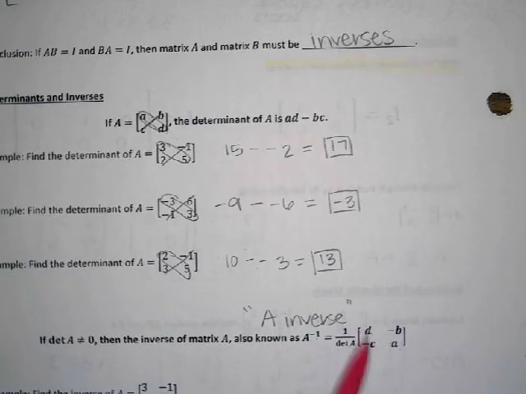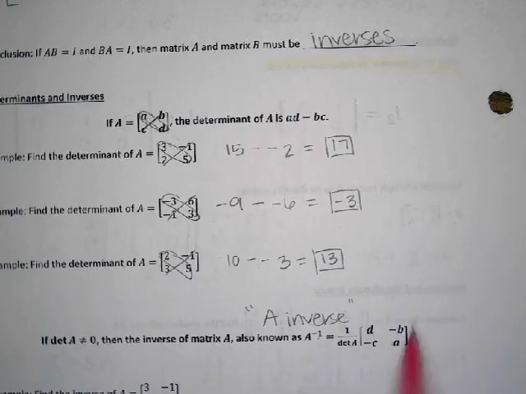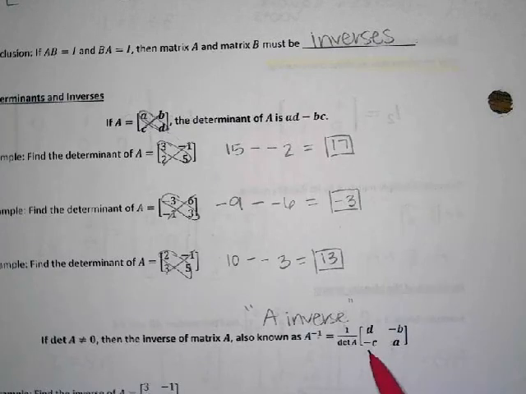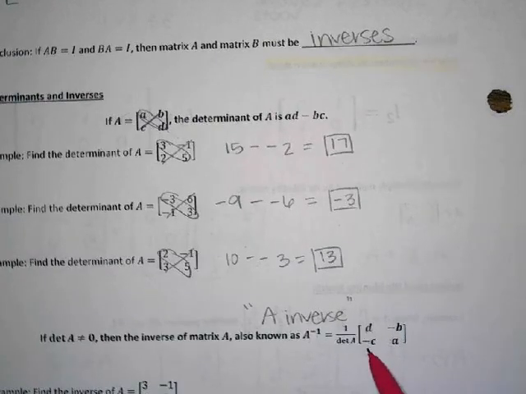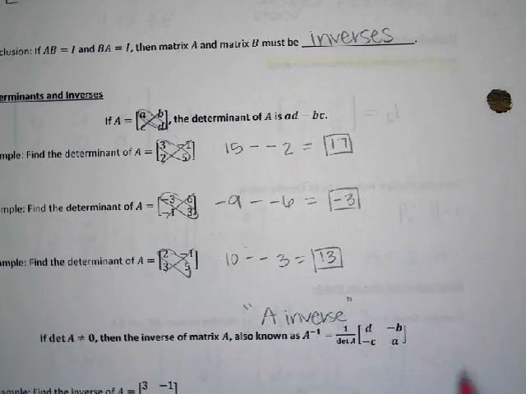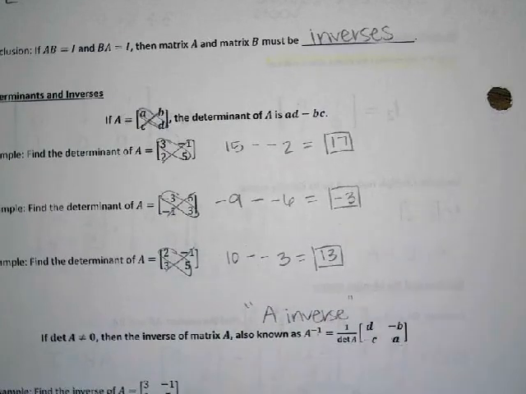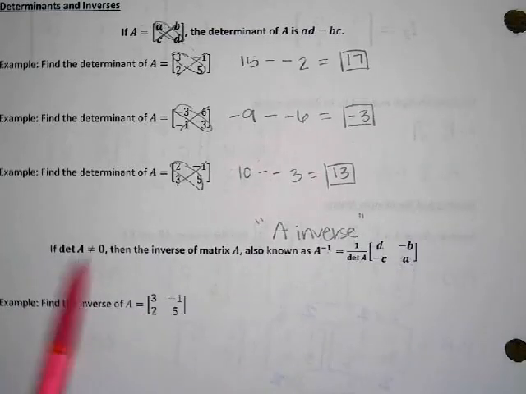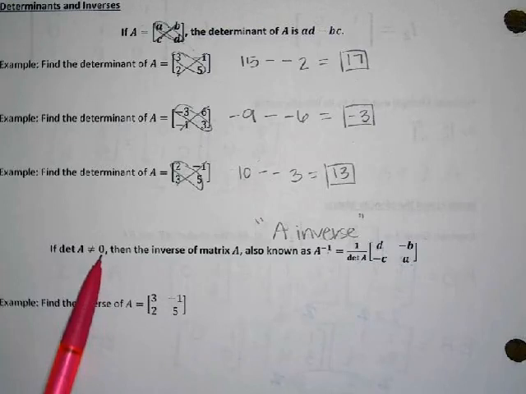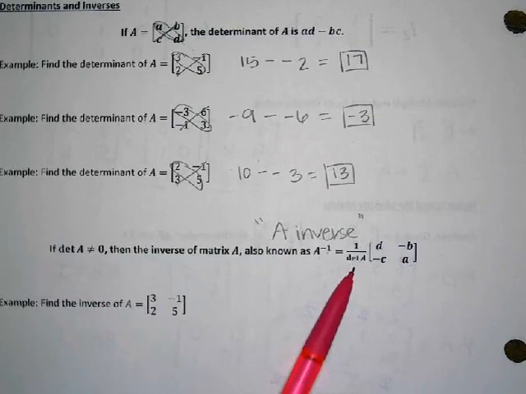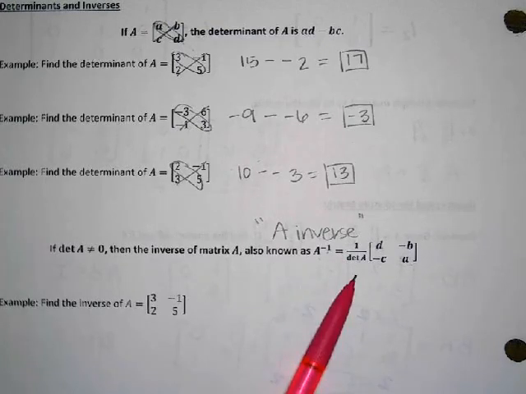Does that make sense? Okay, so one thing we have to remember is that the determinant cannot equal 0. Why would it make sense that the determinant cannot equal 0? Yeah, not 0. It would be 1 divided by 0, which is... try it on your calculator real quick. Somebody do 1 divided by 0 on their calculator.